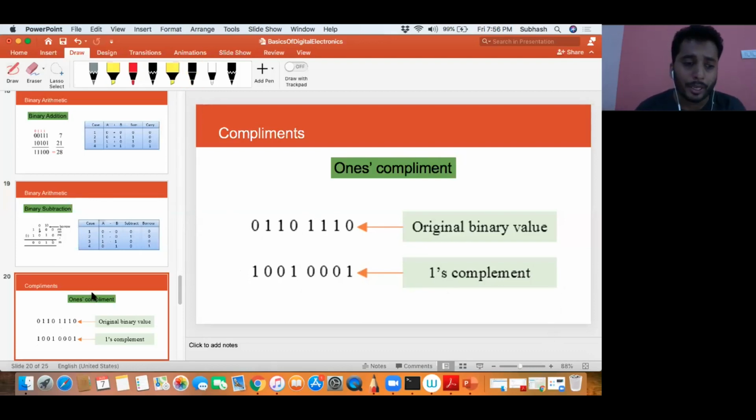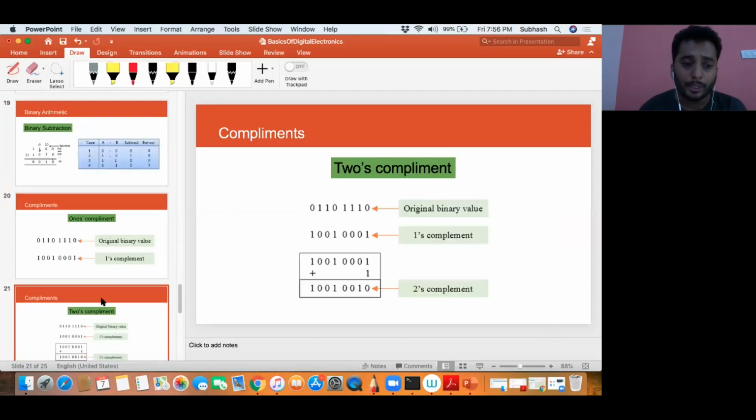Then what is the twos complement method? You have an original binary value, you find the 1's complement of that, and adding 1 to that becomes your 2's complement. For example, 0 1 1 0 1 1 1 0 is your original value. If I apply a 1's complement to this, you can see 0 becomes 1, 1 becomes 0, 1 becomes 0, 0 becomes 1, 1 becomes 0, 1 becomes 0, 1 becomes 0, and 0 becomes 1. So this is basically the 1's complement.